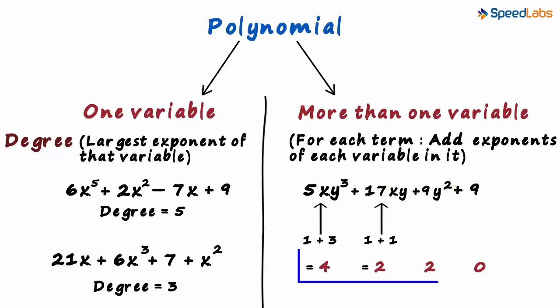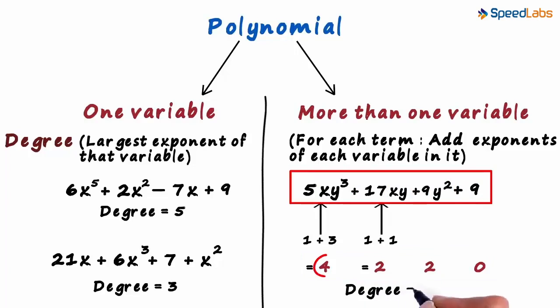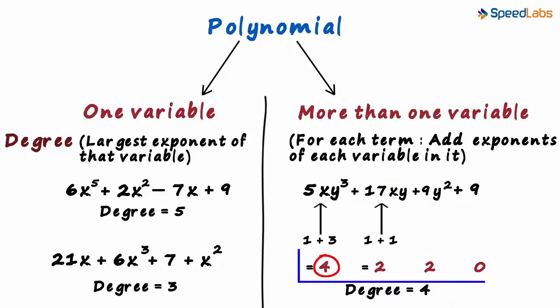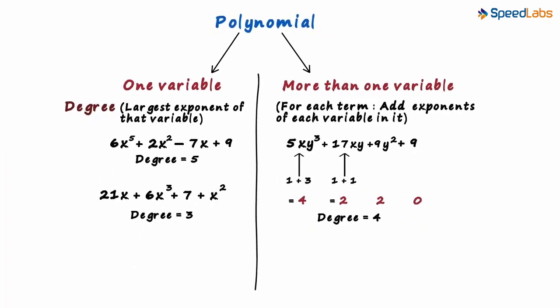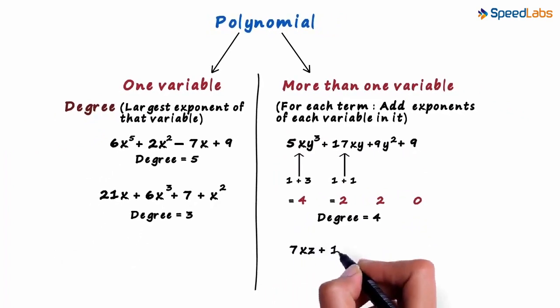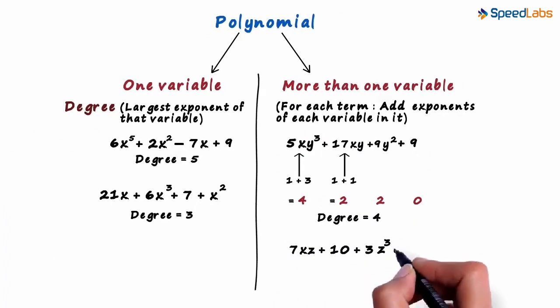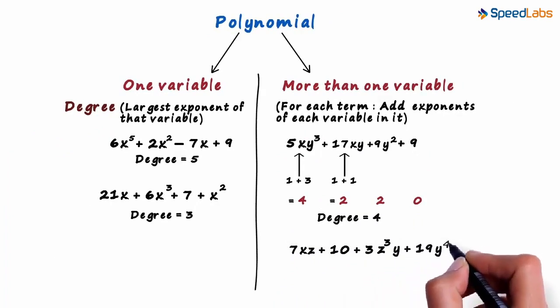And the largest of these becomes the degree. The degree of this polynomial is 4, which is the highest amongst these. Here's our last example. 7xz + 10 + 3z^3y + 19y^4.